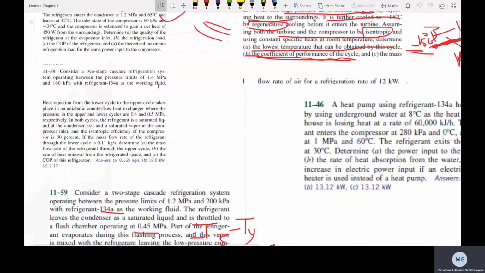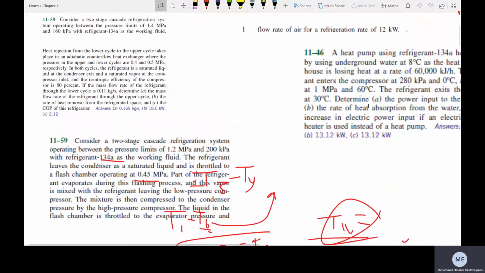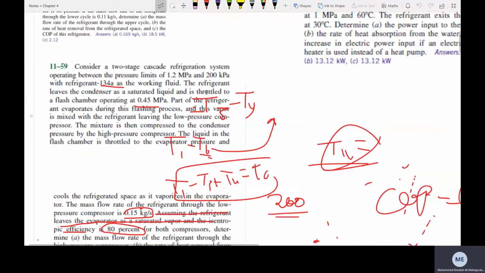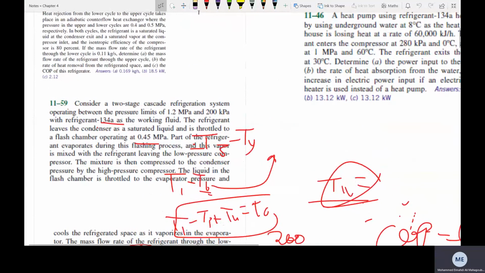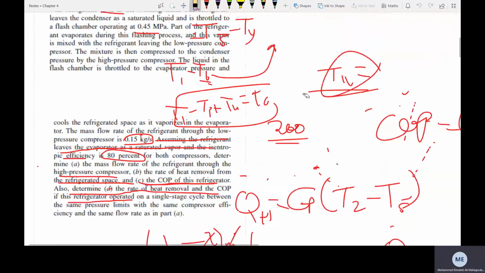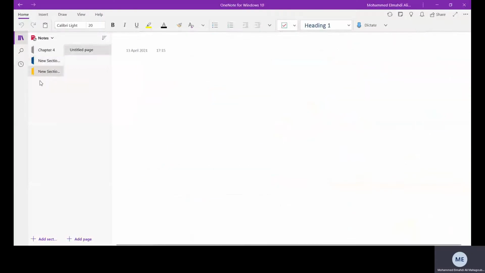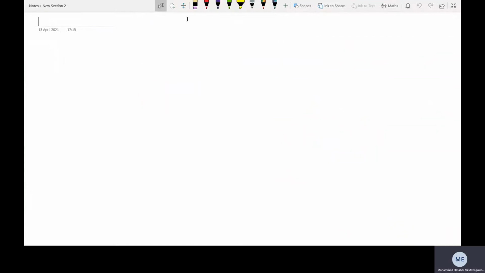We've done 5 problems. I've done 4 and 1 I uploaded, and there's this cascaded one I uploaded in details. So for today, we will be doing the psychometric chart. Let me put here a group session, and let me upload the psychometric chart.